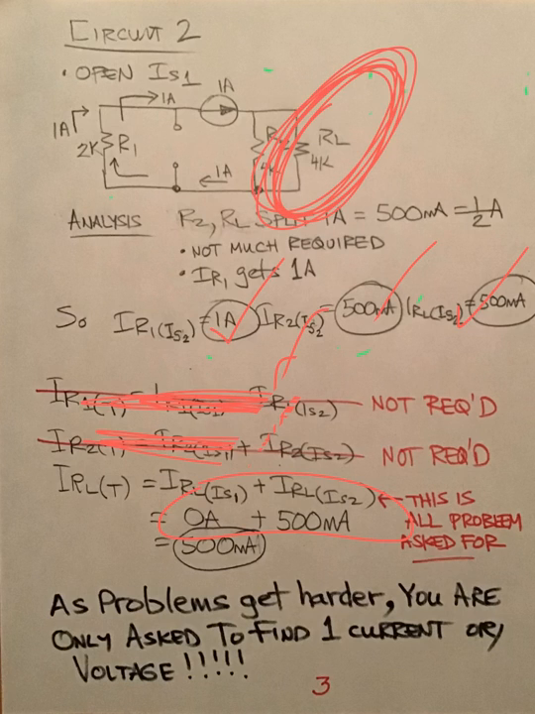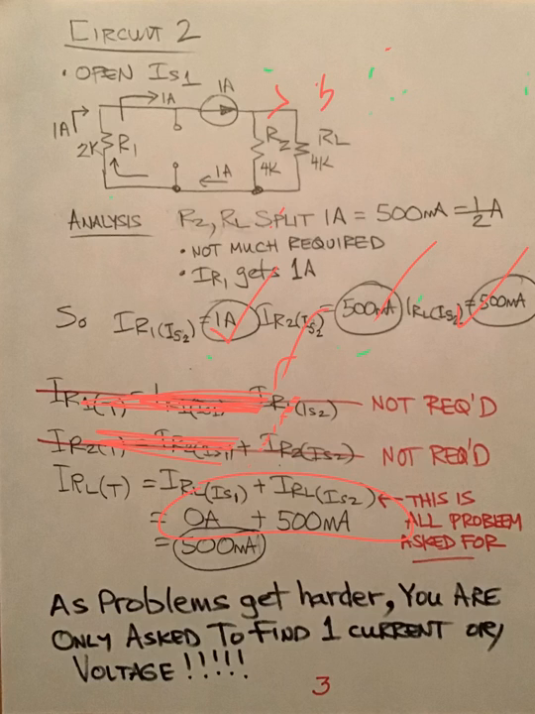As problems get harder, you are only going to be asked to find certain things like 1 voltage, 1 current, somewhere in the circuit. Otherwise, the circuit becomes unmanageable. Hey, I have a question for you. Well, you have the current through here, right there. It's 500 milliamps. What if I wanted the voltage here? Would that be hard for you? Because if it is, you better look at this.